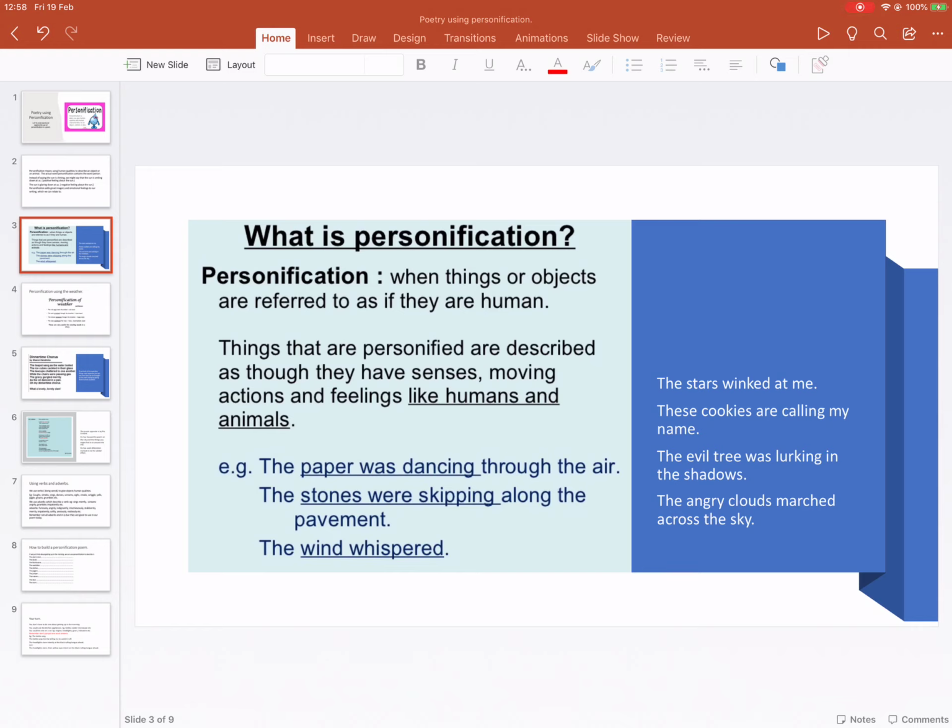Now, that's good, but I just don't think there's enough there. The wind whispered. Well, where's it whispering? But we'll come back to that. And the same with the stars winked at me. We often say if someone's baking cakes, oh, those cakes have got my name on it. But it says here, these cookies are calling my name. The next one is the evil tree was lurking in the shadows. The angry clouds marched across the sky.